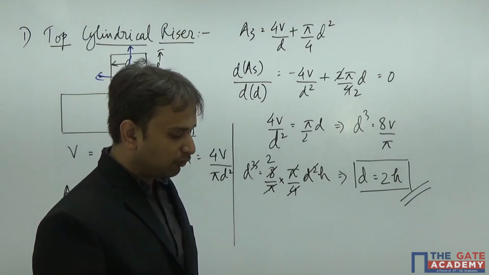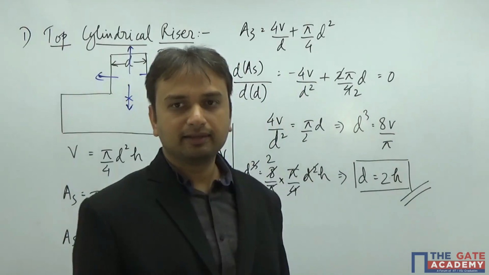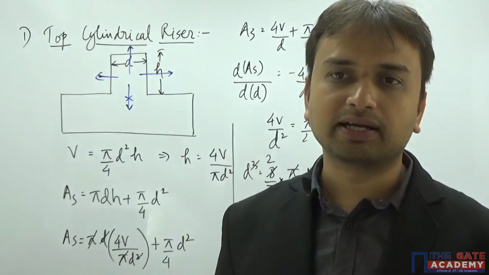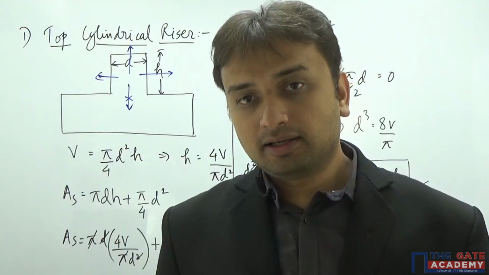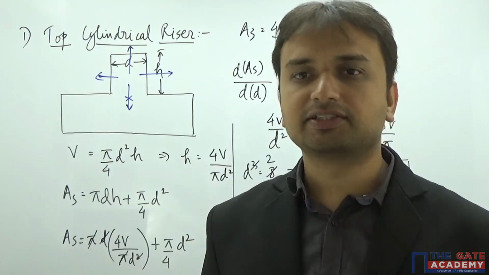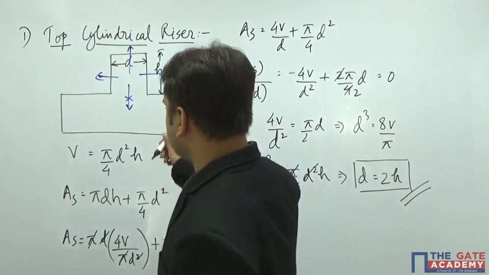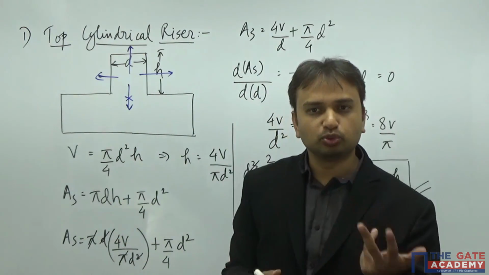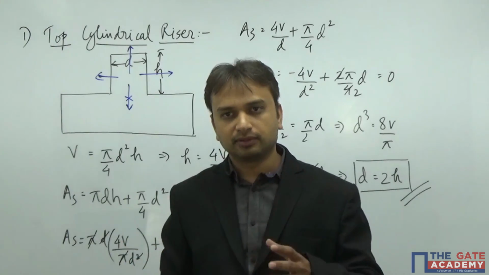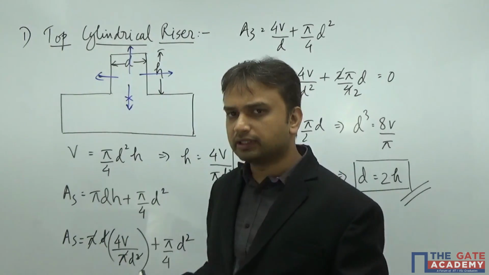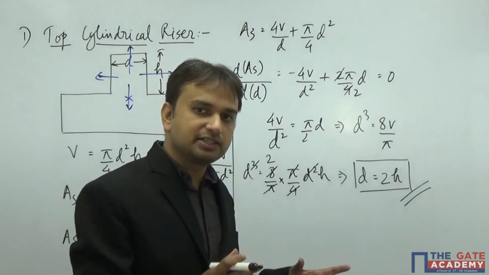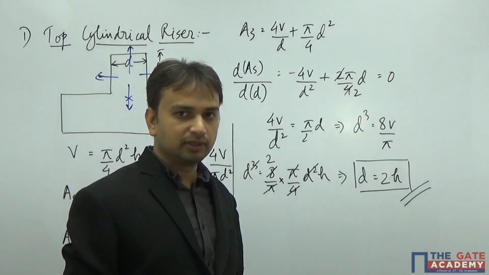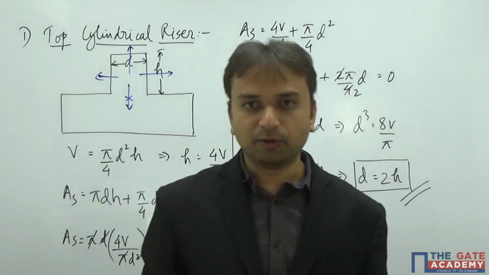Right? So what we understand from here is that if your riser looks like this, that means if your riser is a top cylindrical riser, that means the heat transaction is going to happen from only three sides. So there the relationship between diameter and height goes like this: d equal to 2h. Got the point? So this is for your top cylindrical riser. I hope that you have followed this.